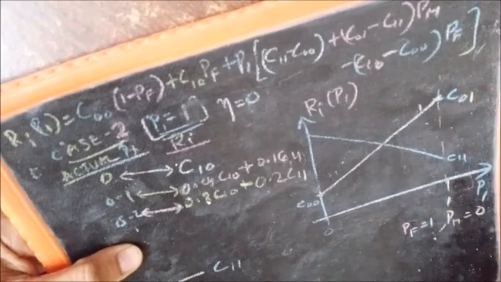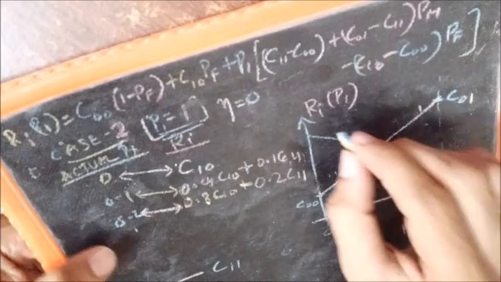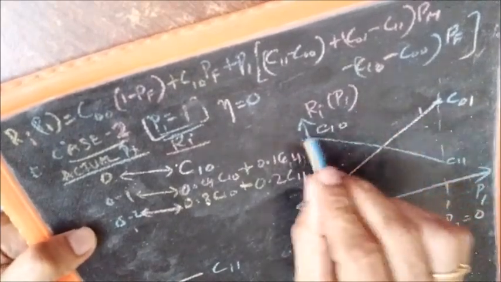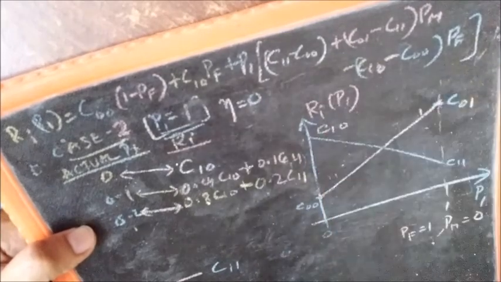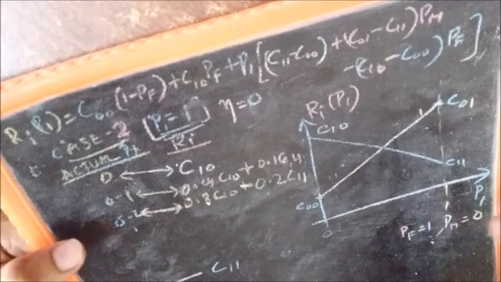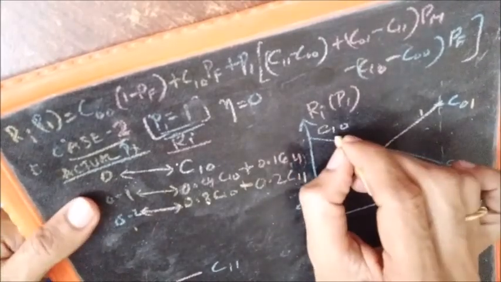This will be C11. So you can see when P1 is 1, it is C11, and C11 is less than C10. C10 and C01 need not be the same. That's why I have brought a small offset. If they are the same, they will be at the same level. Similarly, C00 and C11 need not be the same generally. So this is the variation. So this is for case 2.